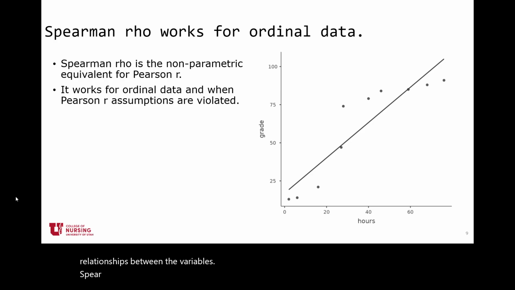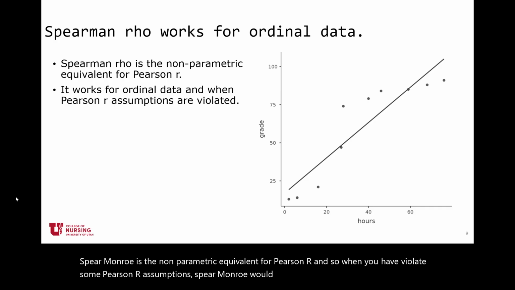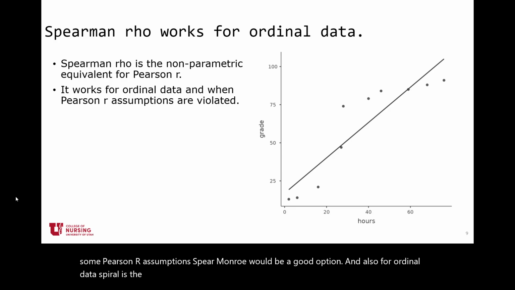Spearman rho is the non-parametric equivalent for Pearson R, and so when you violate some Pearson R assumptions, Spearman rho would be a good option. And also for ordinal data, Spearman rho is the appropriate correlation.